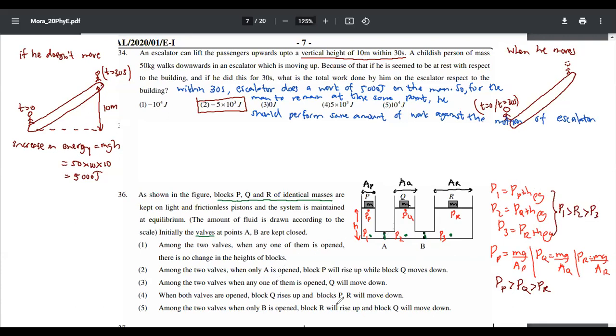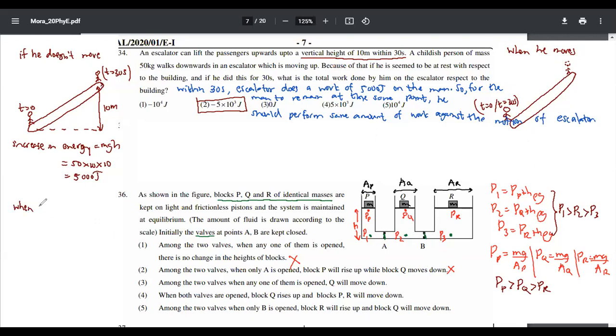Okay. What is the answer? Tell me. Among the two valves, when any one of them is open, there is no change in the heights of the block. Wrong. That is wrong. Because water is going to flow due to pressure differences. Among the two valves, when only A is opened, block P will rise while block Q moves down. Wrong.